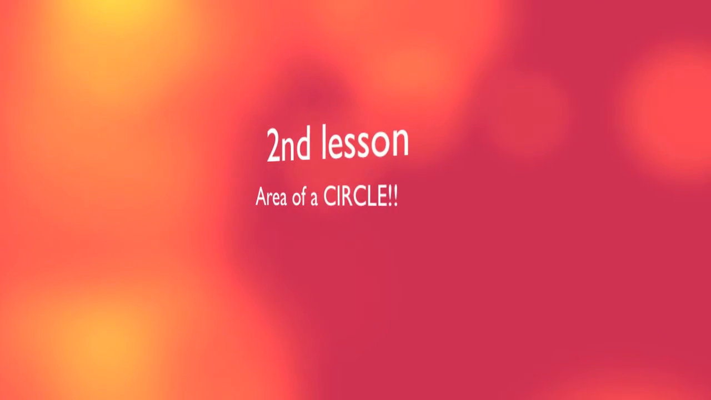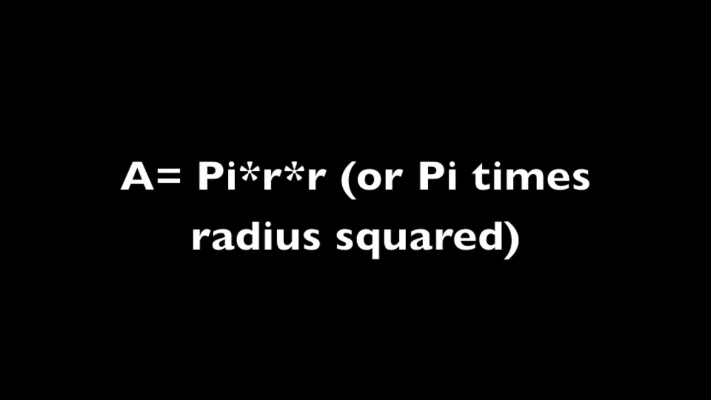Area of a circle. Calculating the area of a circle is easy to do because of our equation, which is area equals pi times radius squared. Radius is the diameter of a circle cut in half, or divided by 2. For further understanding, let's see an example.